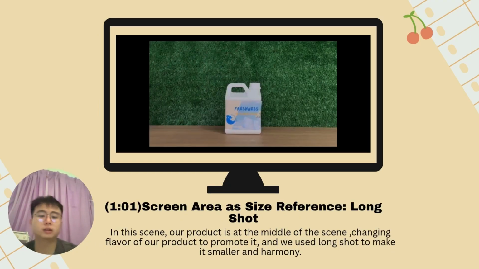So for another one is screen area as size reference, long shot. It is at 1 minute 1 second. In this long shot, the disc occupies relatively little screen space, so Snow Clean appears to be small. When I recorded this video, I put the product, Snow Clean, on the table, and I stood far away from it, but I zoomed in to record it, so it can be known as a long shot.